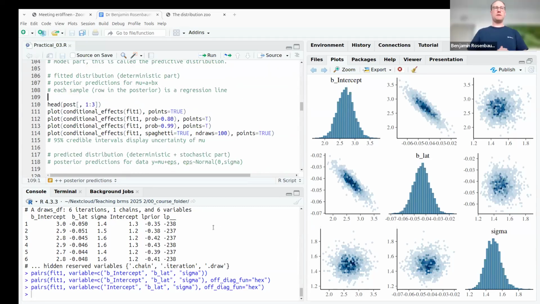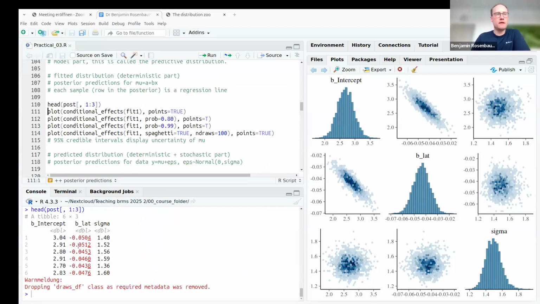Okay, let's do some predictions. The posterior here, again, is a matrix, and each row in this matrix corresponds to one regression line.